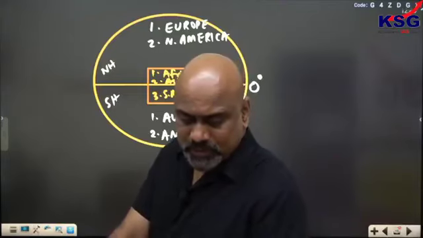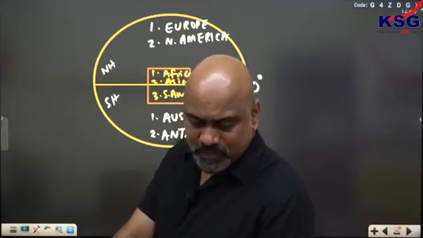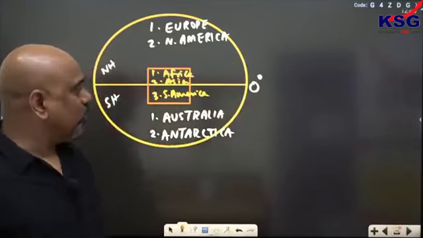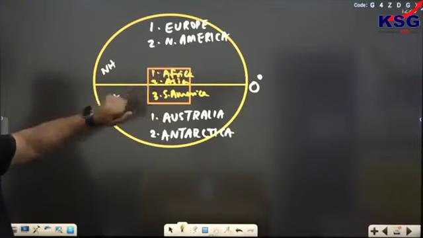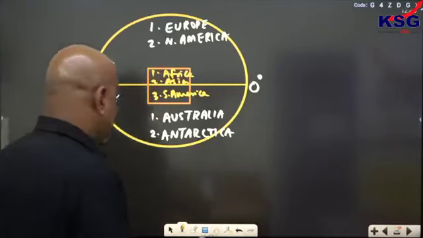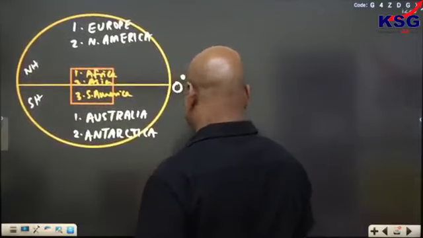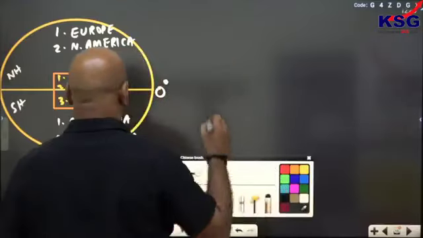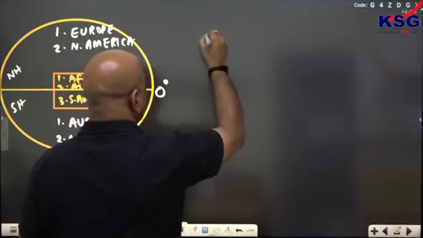Now very importantly, we have already seen that only 2 continents are entirely in one hemisphere. We will look at Africa, Asia and South America, the 3 continents through which the equator passes. Now let us see one by one. Where in Africa, where in Asia, where in South America? First see where this continent is.